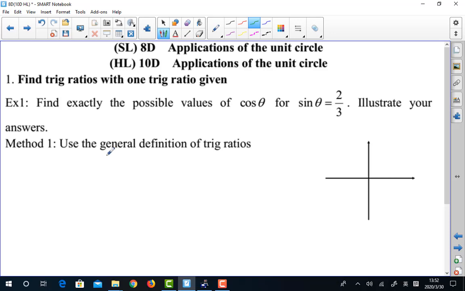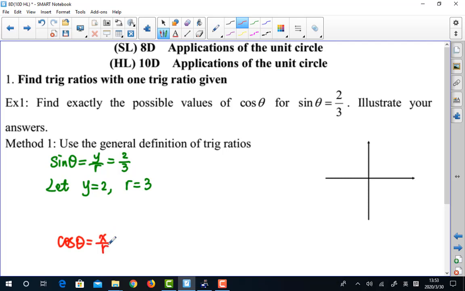The general definition means sine theta equals y over r. So right now the sine theta is given. It's 2/3. Based on this ratio given and based on the definition, I can let y be 2, r be 3. R must be positive, so r only can be positive 3. Then I need to look for x, because cosine theta equals x over r. So right now I only need to focus on finding the x value.